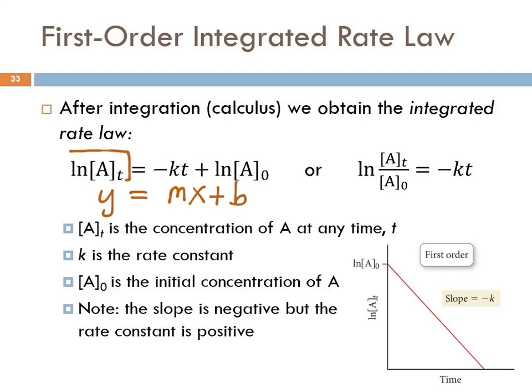So this is what we're graphing on the y-axis. This is what we're graphing on the x-axis. Then this is equal to the slope, that's m, and this is the y-intercept.